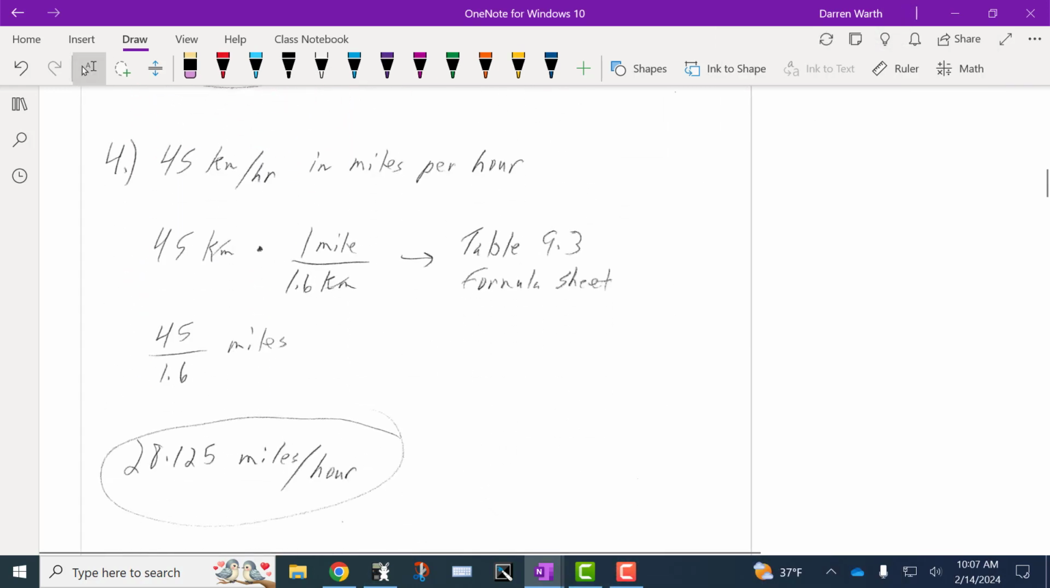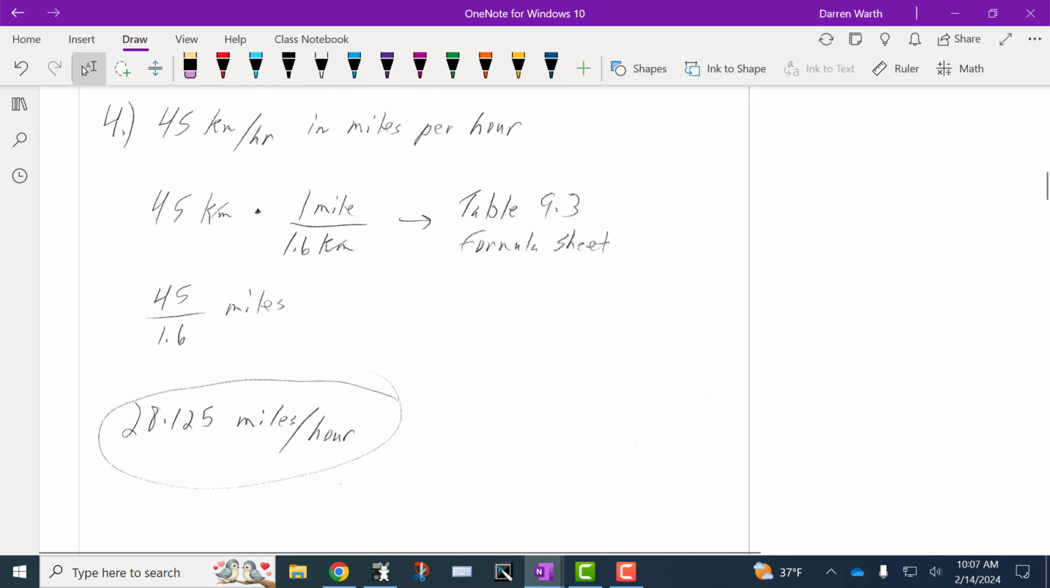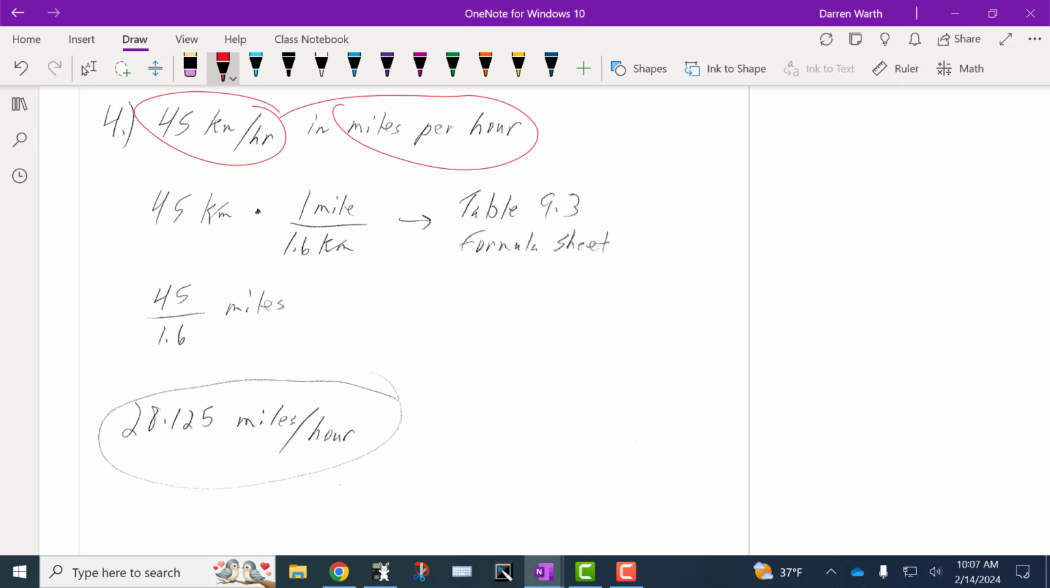On problem number 4, directions say express 45 kilometers per hour in miles per hour. Notice once again, we've got a conversion here. We're going to go from kilometers to miles per hour. So I'll do that again. The unit that we want to get rid of is kilometers, so we put kilometers in my denominator. Mile is what I want to keep.